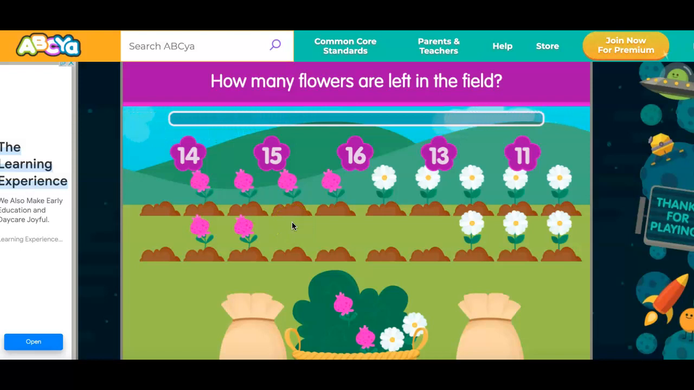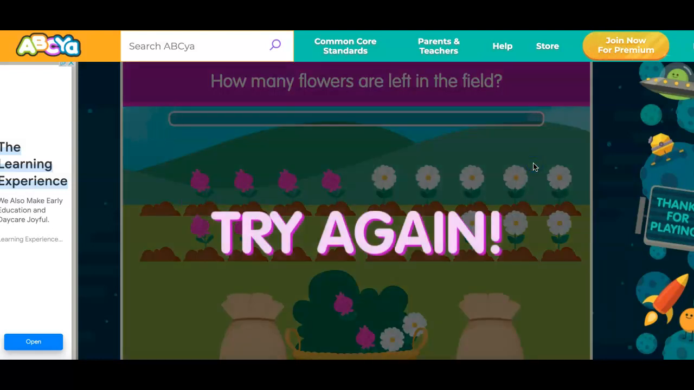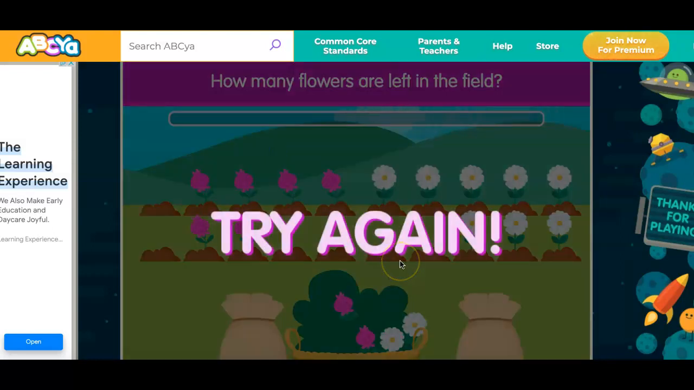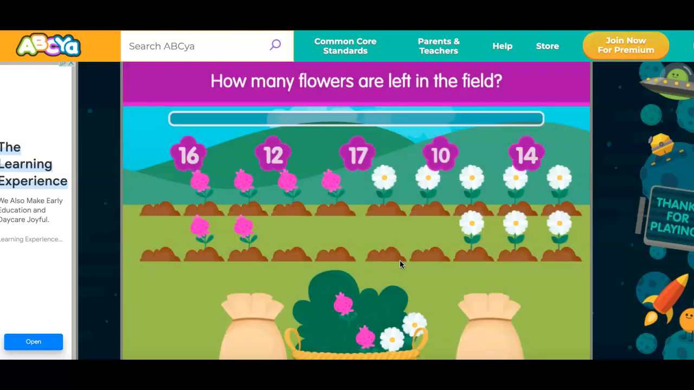This is important because, like I said, they're going to be using keywords themselves. So how many flowers are left in the field? And students are going to be able to count this. Say, let's pick the wrong one. 11. Okay, try again. Let's pick the wrong one again. 15. It continues to give them the opportunity to try.